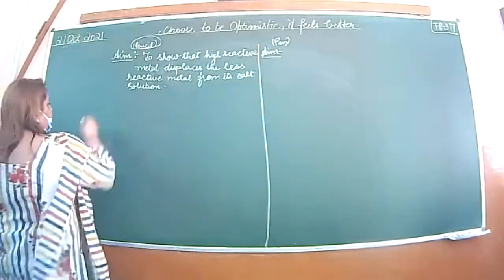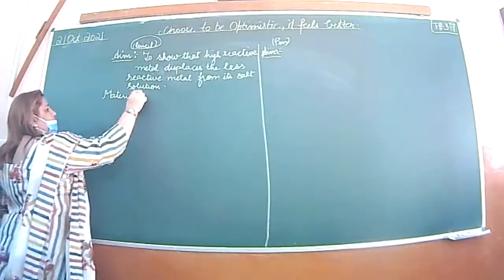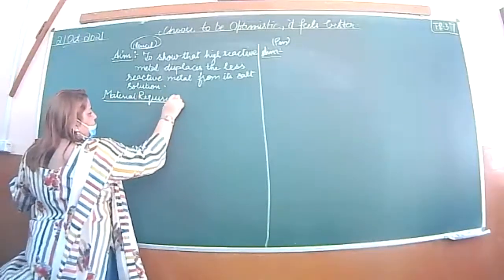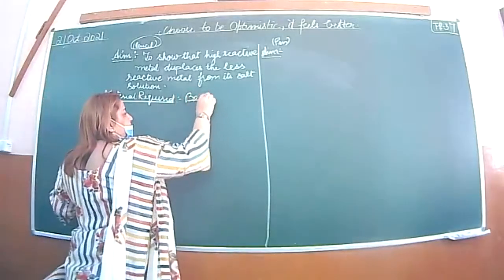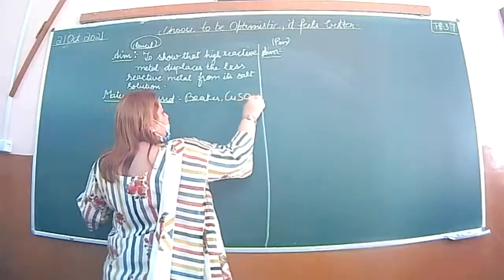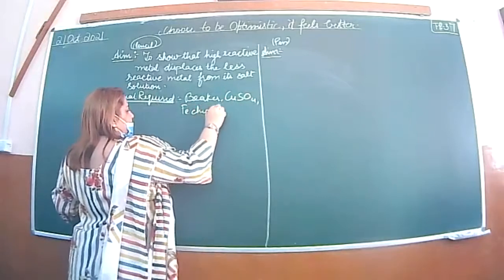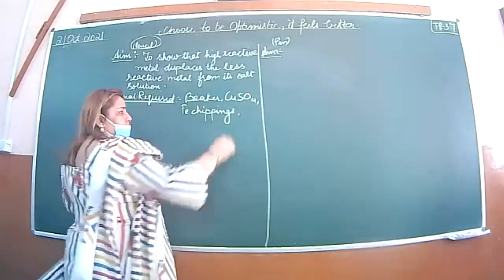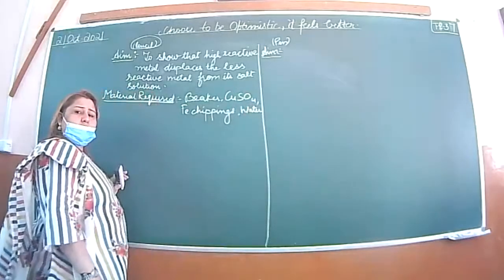Then material required. Again with pencil. Material required: beaker, right? Copper sulfate, iron chippings, okay? Water. Clear?